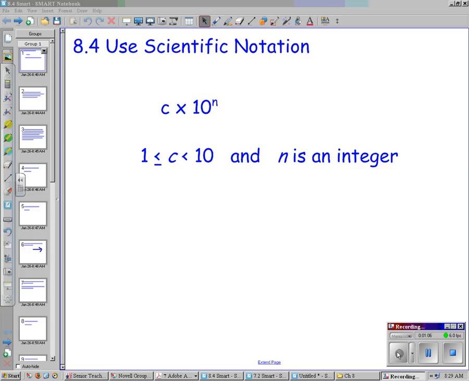N is always an integer. It can be positive or negative. This is the one time that you're going to be allowed to have negative exponents in your answers. Scientific notation can have negative exponents in the answers. Remember when we talked about negative exponents the other day, I said for today's homework, you're going to have all positive exponents. That was just 8.3. But in terms of scientific notation, you can have negative exponents.